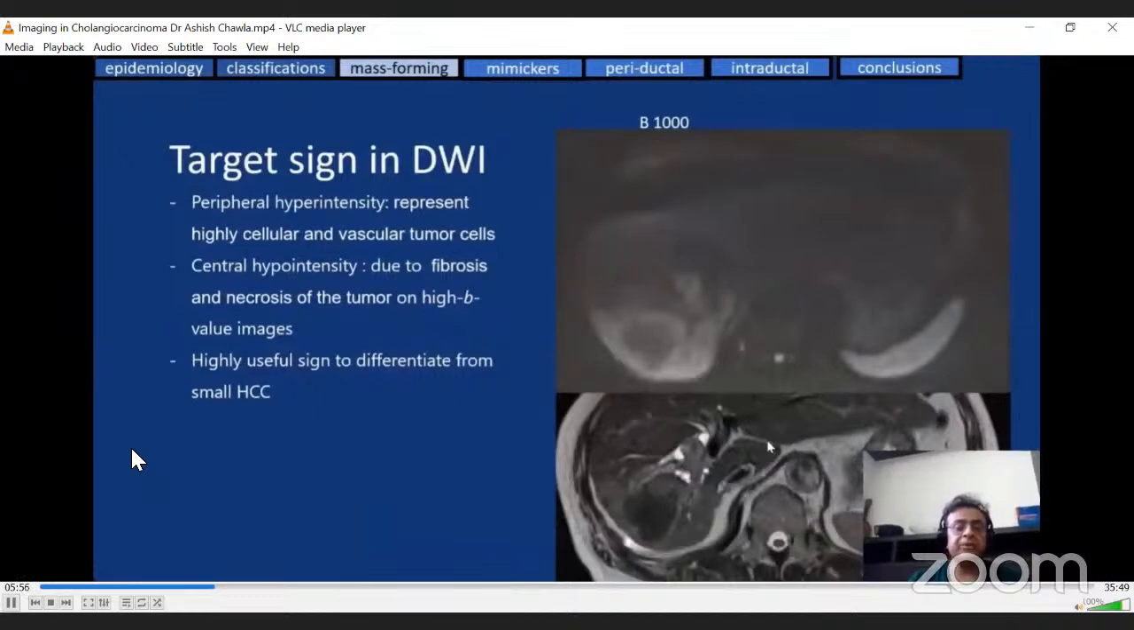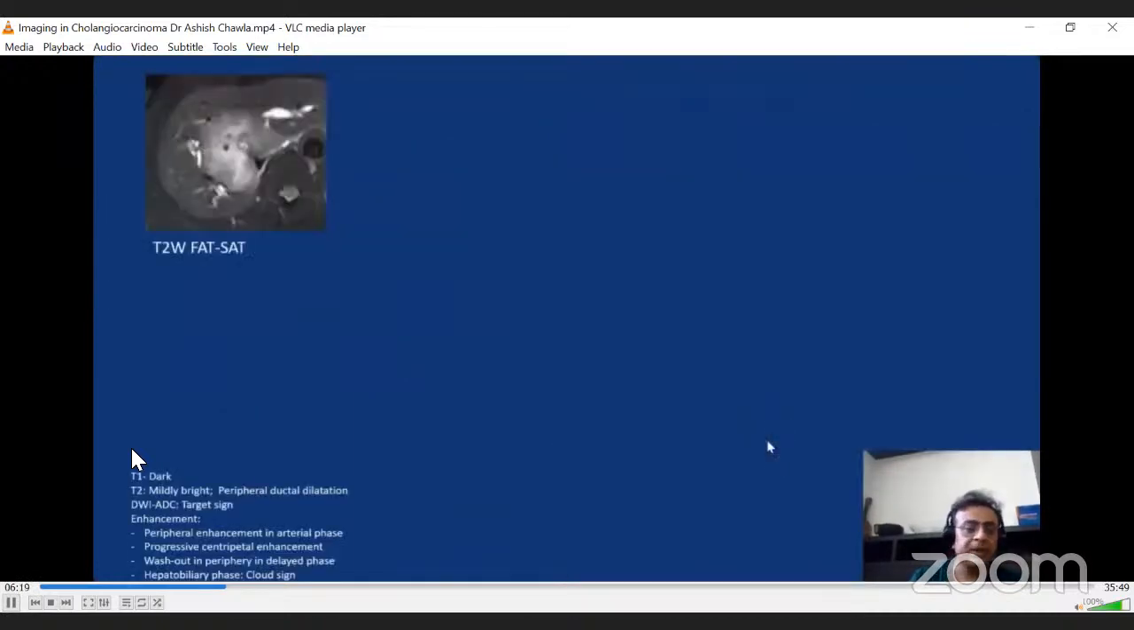In the high b-value diffusion weighted images, there is bright signal in the periphery because of the tumor cells, whereas in the central area there is dark signal because of fibrosis or necrosis. This is seen only in the high b-value images. This is a quite useful sign practically to differentiate small hepatocellular carcinoma from cholangiocarcinoma. So this is seen in cholangiocarcinoma.